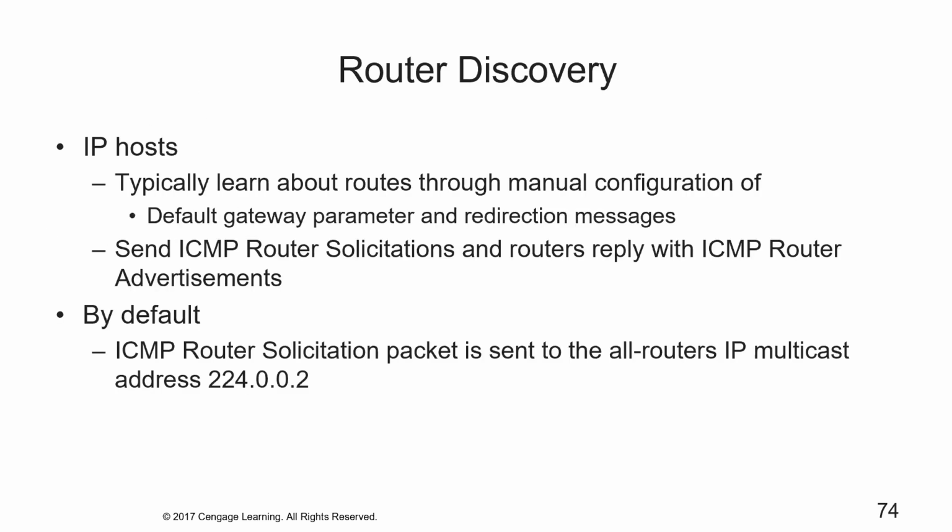So IP hosts typically learn about routes through manual configuration of your default gateway and redirection messages. And they send ICMP router solicitations and router replies with ICMP router advertisements. So by default, the ICMP router solicitation packet is sent to all routers IP to the IP multicast address of 224.0.0.2.